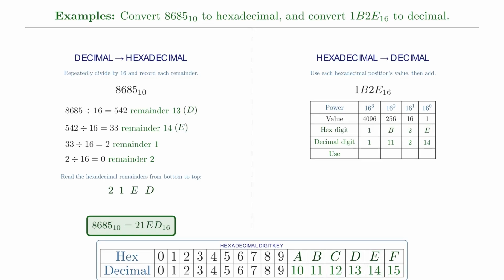Multiplying each digit by its positional value gives 4096, 2816, 32, and 14. Summing these values, 4096 plus 2816 plus 32 plus 14 gives 6958. Therefore, 1B2E in base 16 equals 6958 in base 10.